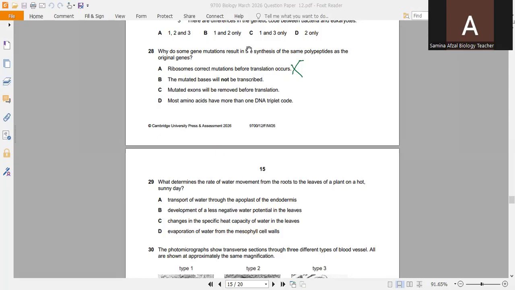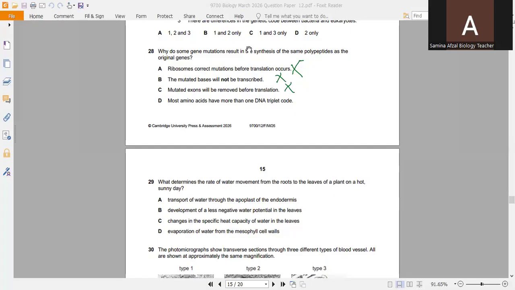B is also incorrect because the mutated base will not be transcribed. RNA polymerase will faithfully transcribe whatever sequence is present on the DNA template strand, including any mutated base. So this is incorrect. C is also incorrect. Mutated exons will be removed before translation, whereas during post-transcriptional modification, splicing, introns are removed while exons are joined together. So exons will not be removed. So remaining is D.